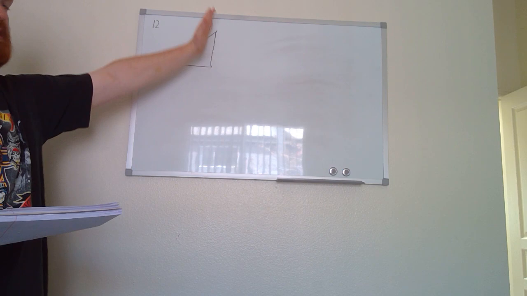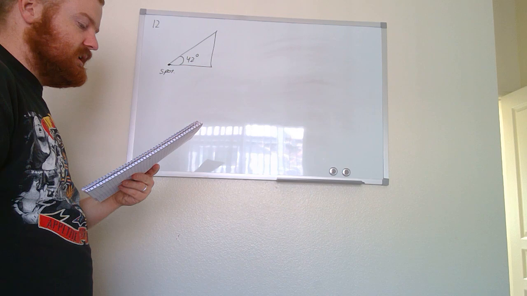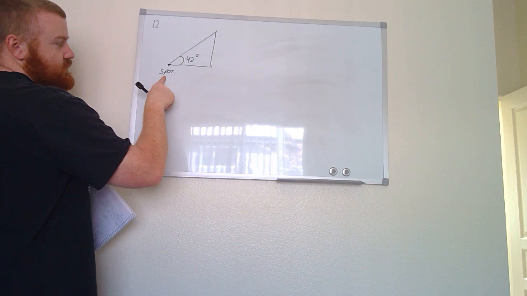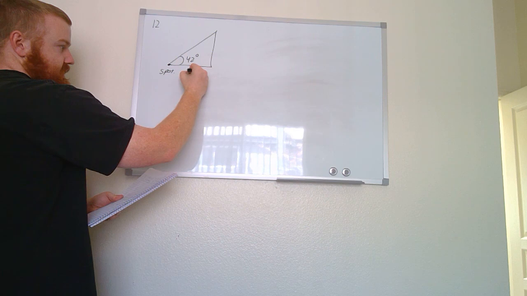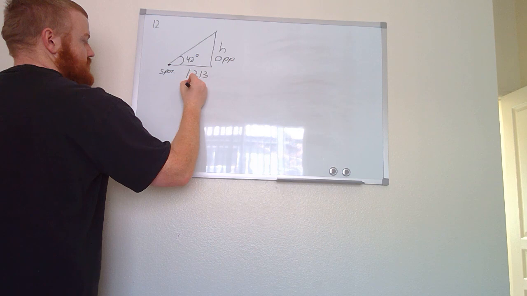They tell us that the angle of elevation is 42 degrees, and that a distance of 1,213 feet from the spotlight is where the cloud base is. So from the spotlight to the base of the cloud, clouds up here, that distance is going to be the 1,213. So that'll be the bottom side. We want to find the height, so that's going to be this side here. From our angle, we know this is the opposite side, this is the adjacent side. So opposite and adjacent, that's going to give us tangent.